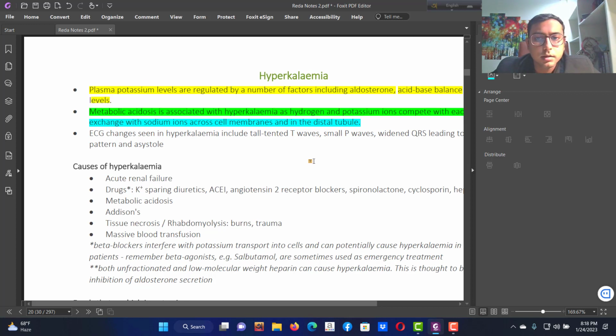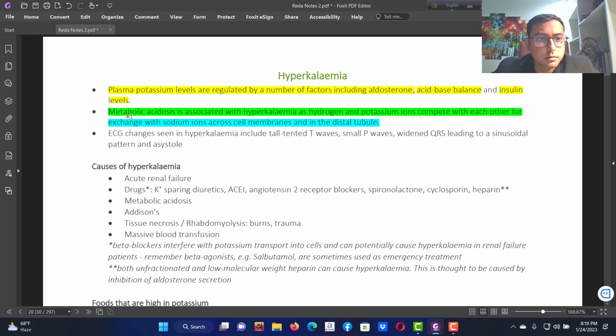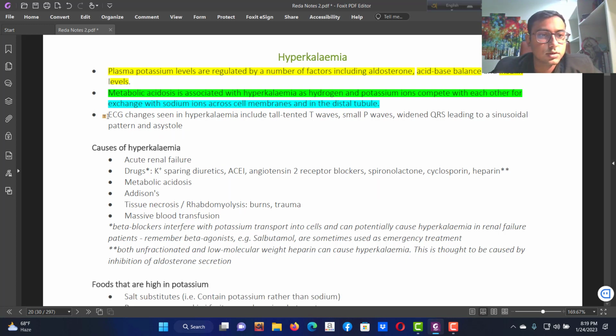You must remember these two lines. Metabolic acidosis is associated with hyperkalemia, and hydrogen and potassium ions compete. That means they go opposite to each other for exchange of sodium ion across the cell membrane and in the distal tubules. ECG changes seen in hyperkalemia: tall T wave, small P wave, and widening QRS.